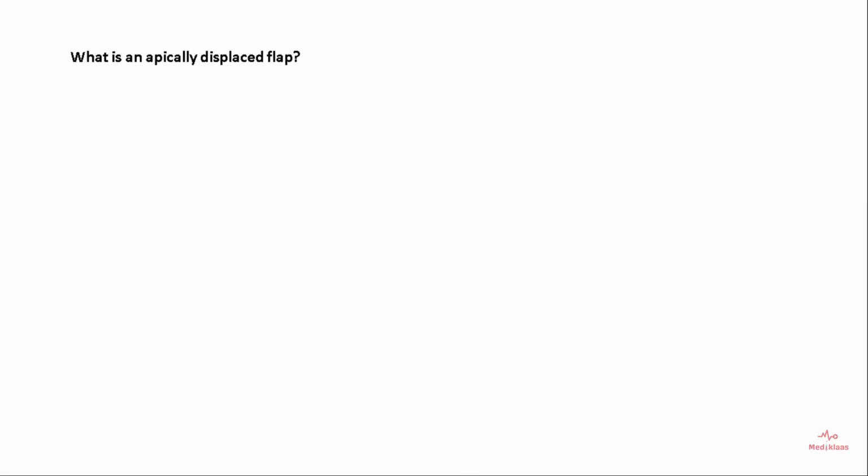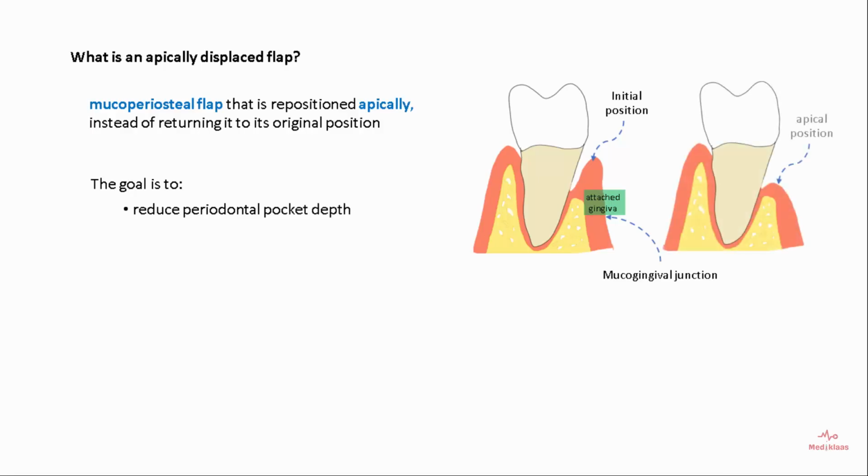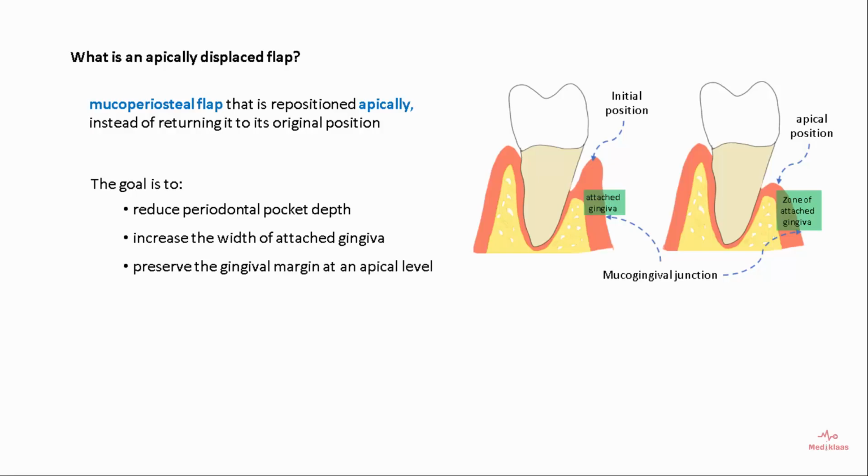What is an apically displaced flap? It is a mucoperiosteal flap that is repositioned apically instead of returning to its original position. The goal is to reduce periodontal pocket depth, to increase the width of attached gingiva, and preserve the gingival margin at an apical level. The concept here is that the flap is moved apically to convert the pocket epithelium into the attached gingiva.